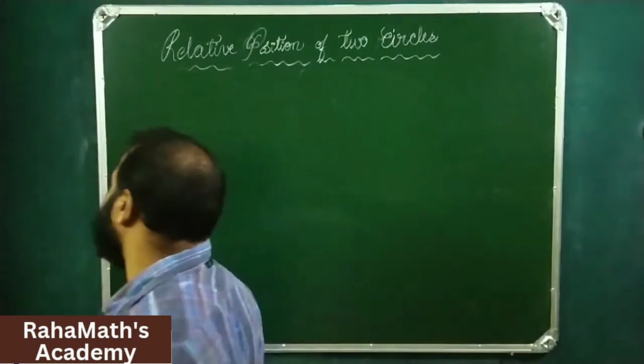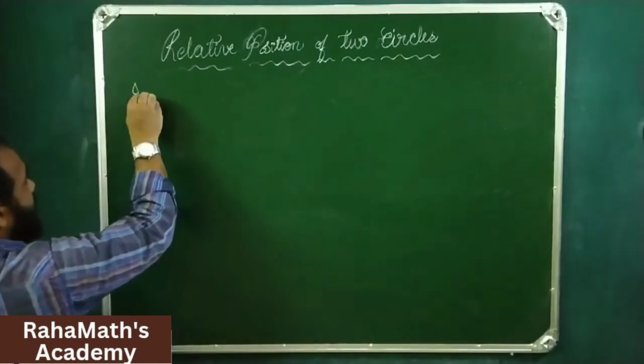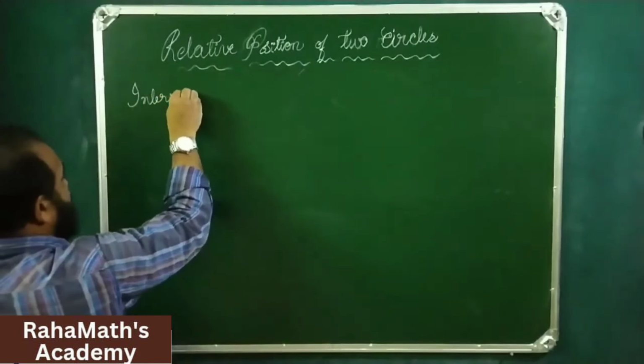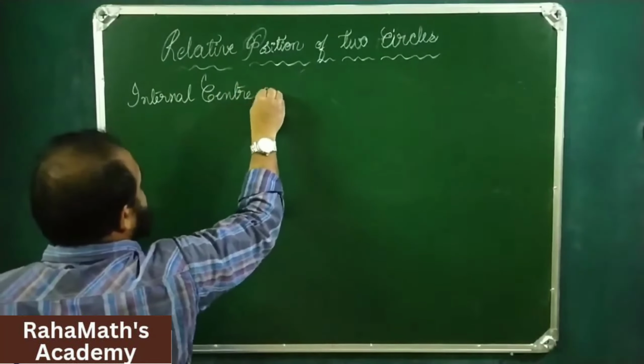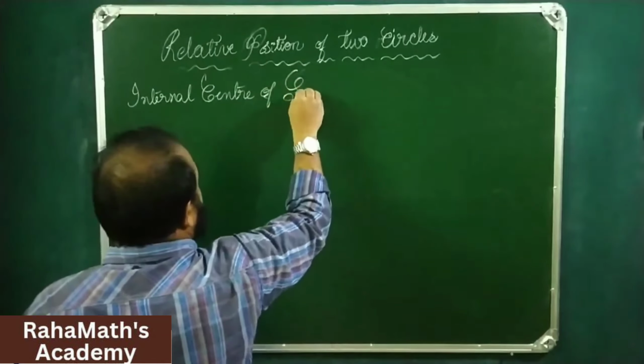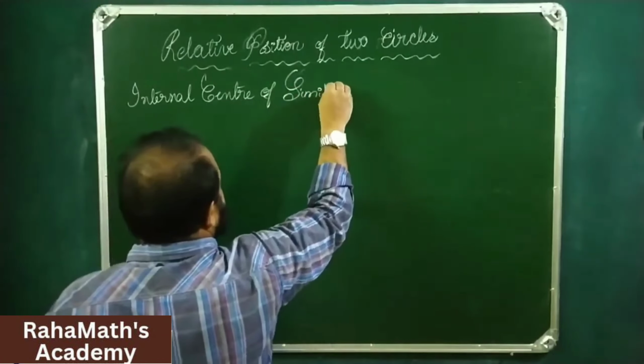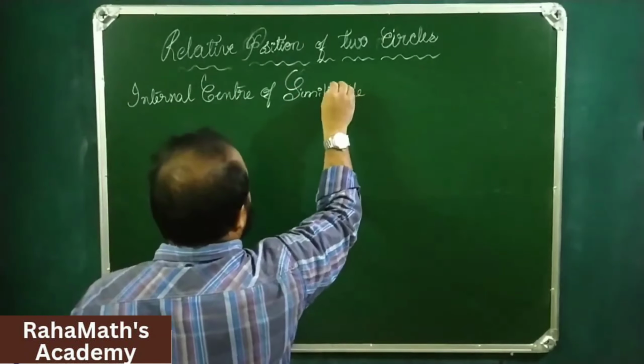And the next one is internal center of similitude.